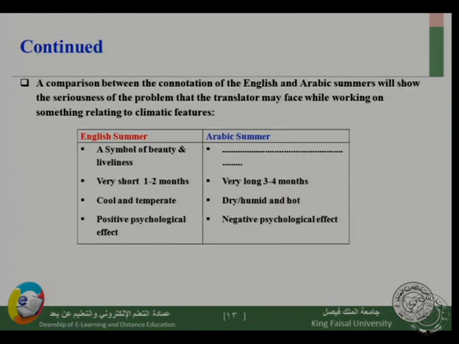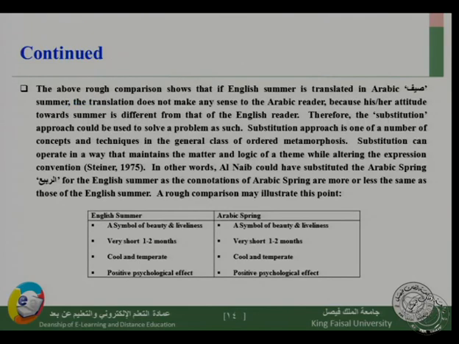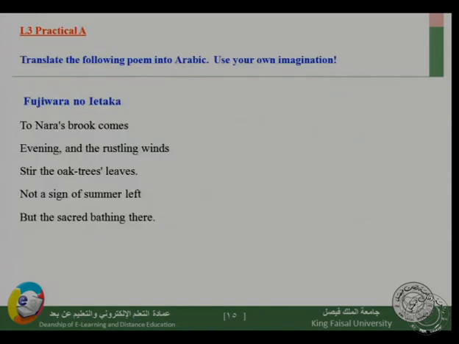Therefore, the English summer is equivalent to the Arabic spring. English summer, symbol of beauty and liveliness. Arabic spring, symbol of beauty and liveliness. English summer, very short, 1 to 2 months. Arabic spring, very short, 1 to 2 months. English summer, cool and temperate. Arabic spring, cool and temperate. English summer, positive psychological effect. Arabic spring, positive psychological effect. So I hope that you have got the message now and grasp the meaning of some methods and approaches to translation.